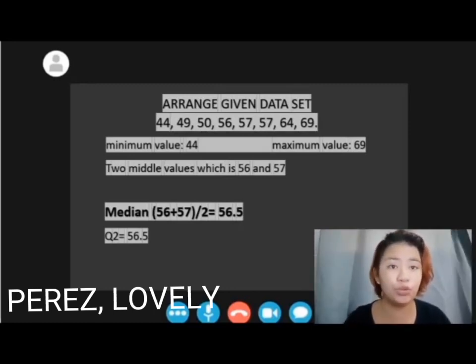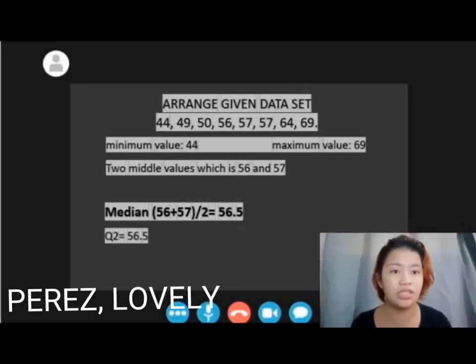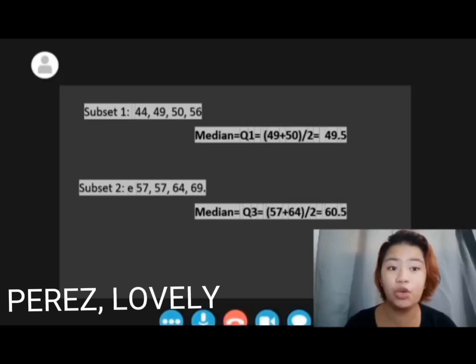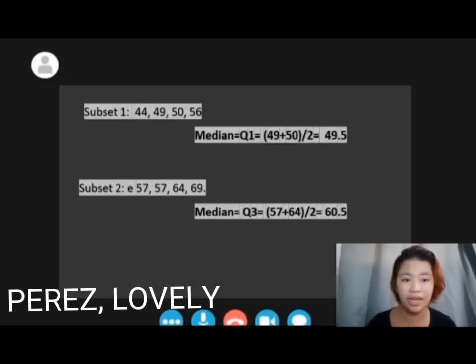Next, for our Q2, which is the median of our data set, since we have 8 values, which is an even number, we will get the two middle values, which are 56 and 57. 56 plus 57 divided by 2 is equal to 56.5. Subset 1 is our lower values, and to get Q1 we just need to find the median of our subset. So the median, which is Q1, is 49 plus 50 divided by 2, which is equal to 49.5.